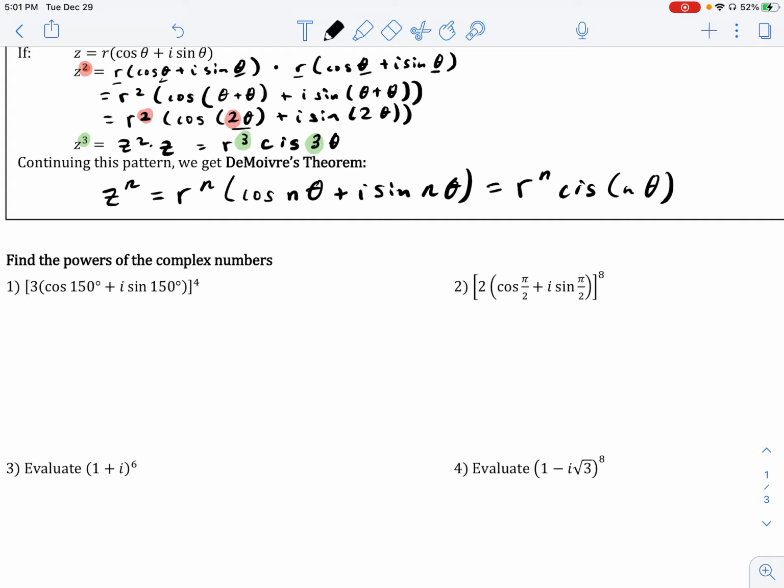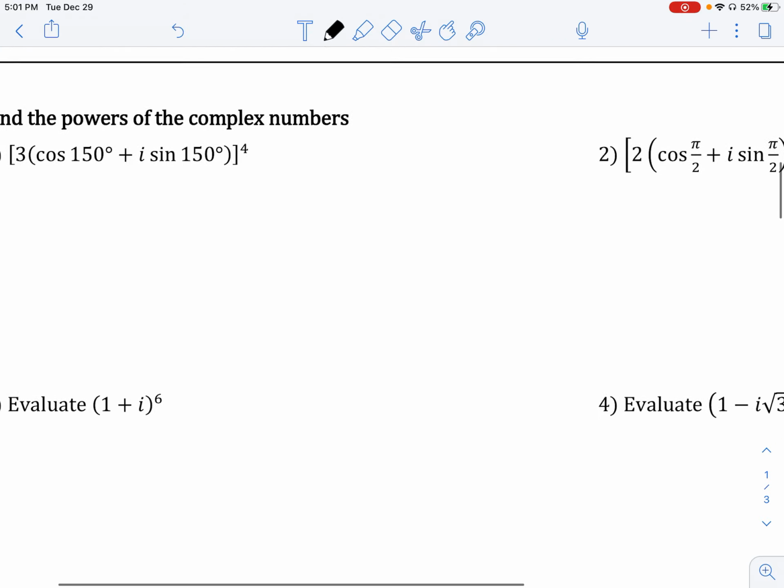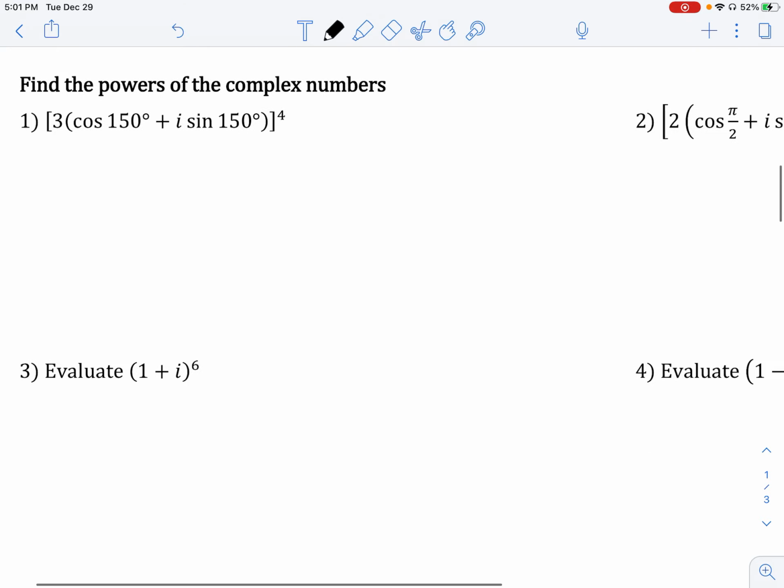So let me go ahead and do 2 with you. One example where the complex number is in trigonometric form, and then we'll do one where the complex number is still in standard form. So let's take a look at something like number 1 here. Well, we've got 3 times cosine 150 plus i sine 150, and we're going to raise this complex number to the 4th power.